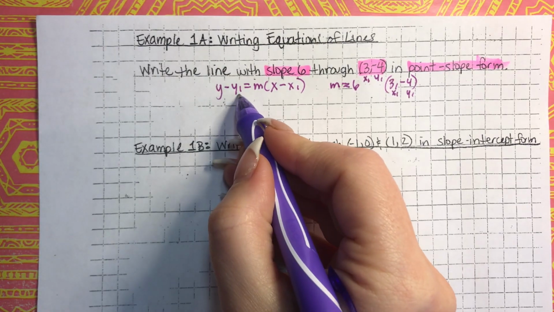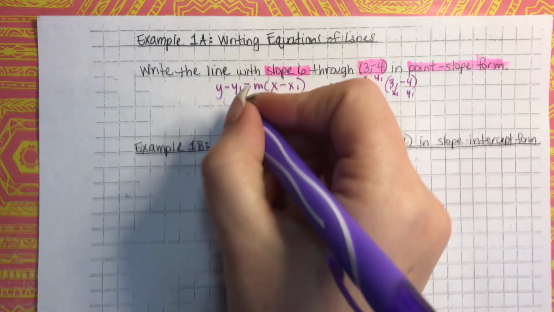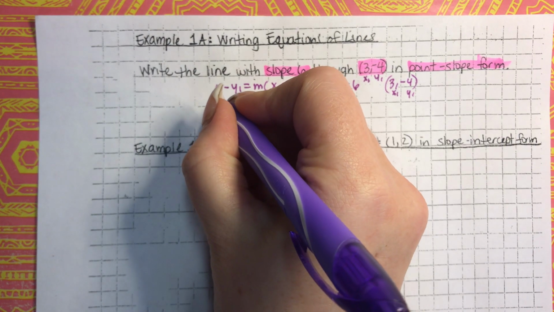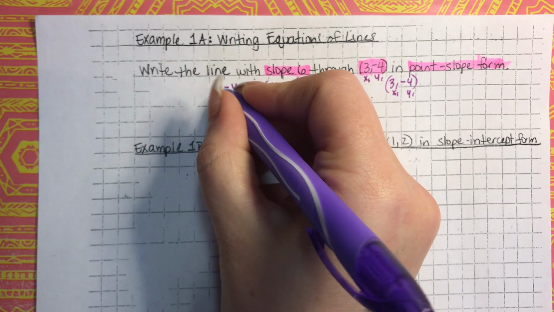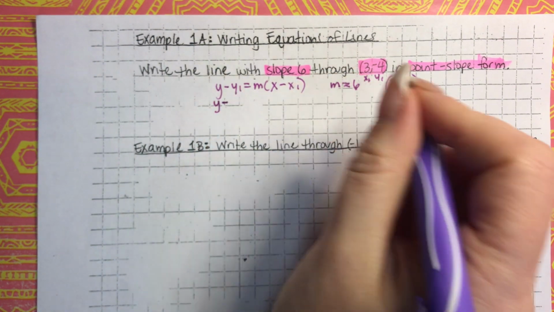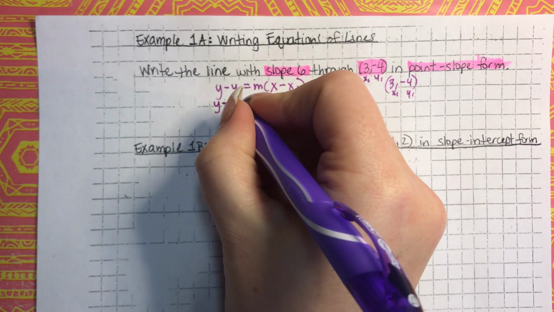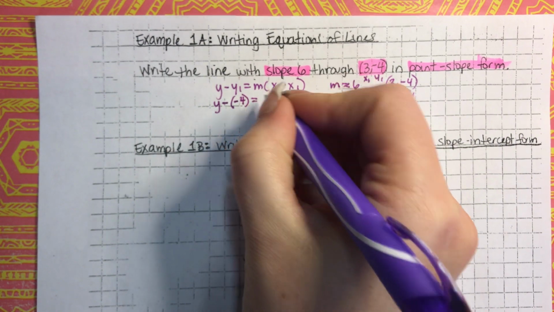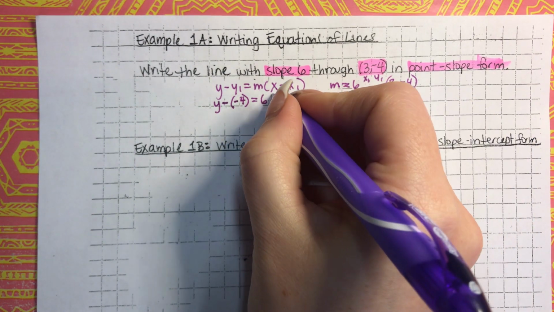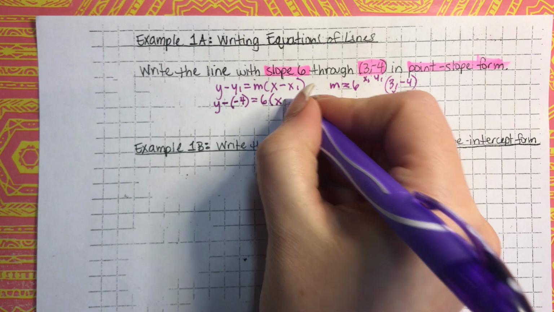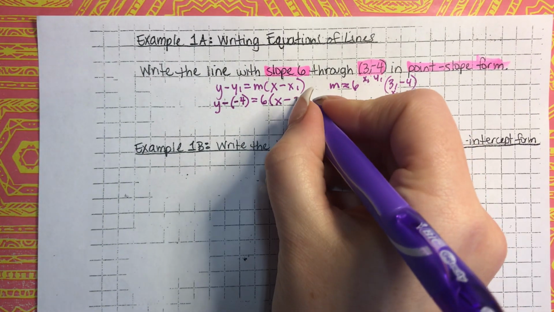So first one I have is y1. Well, what is my y1? It's -4. So I'm going to rewrite this information. Y minus, right, that's a part of the formula, and then y1 is -4, so I'm going to put that in parentheses, equals my slope, which is 6, multiplied by the quantity x minus x1, which is 3.